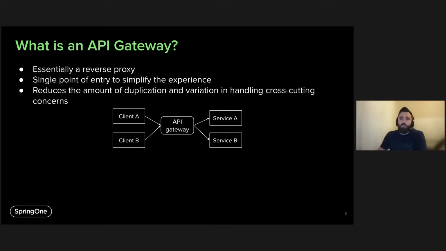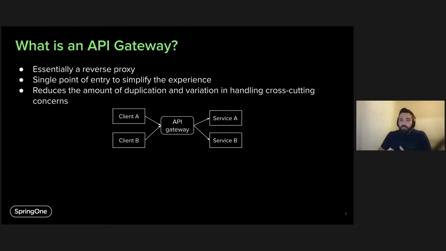API gateways are one of the most common patterns within the microservices architecture because they provide one elegant way of reducing the amount of duplication and variation in handling cross-cutting concerns. They allow you to monitor, deliver high availability, and secure APIs at a single point, leaving your application code much cleaner. Meaning that when you adopt this pattern, your application code is likely going to be reduced, which is typically a good thing, right?